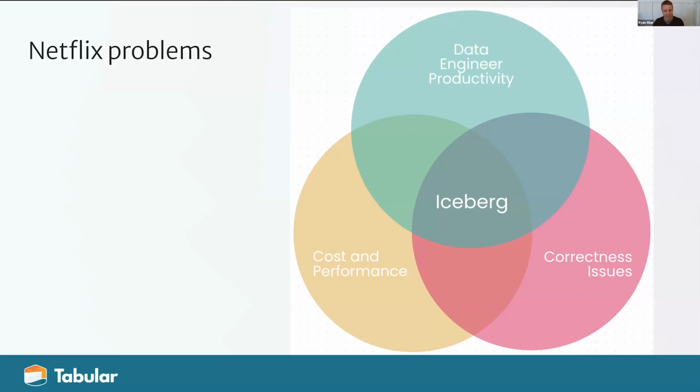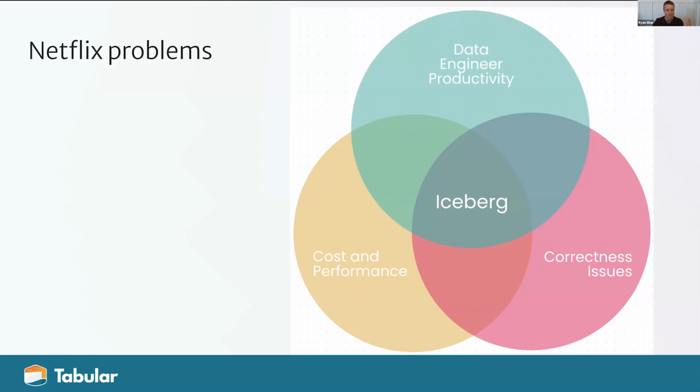And the third set of problems that we were dealing with were just data engineering productivity problems. And this was largely because we didn't have a table format that actually gave us a proper abstraction over our data. What you had to do was care very deeply about the size of files inside your tables and things like that.